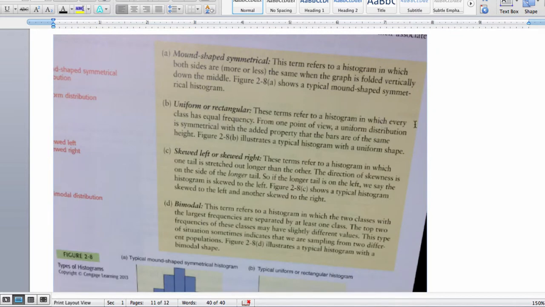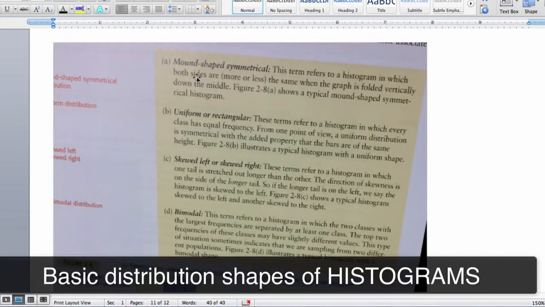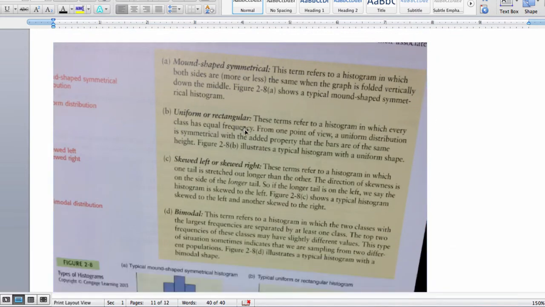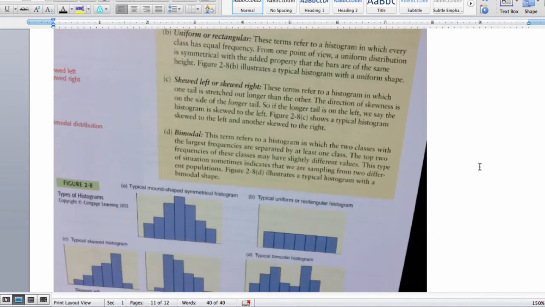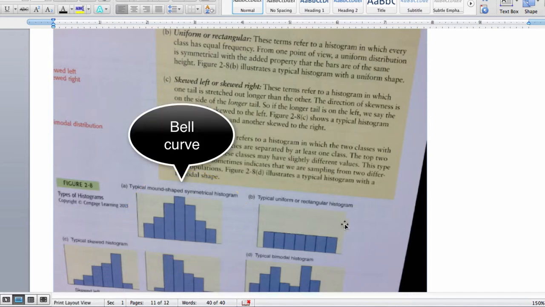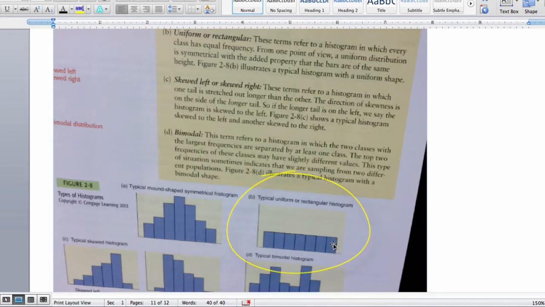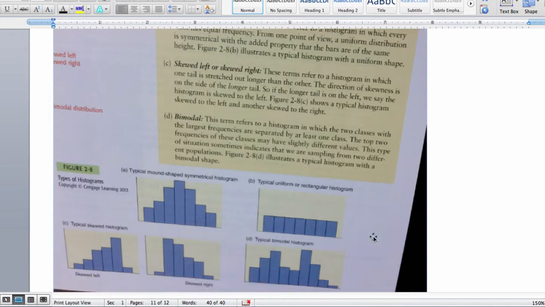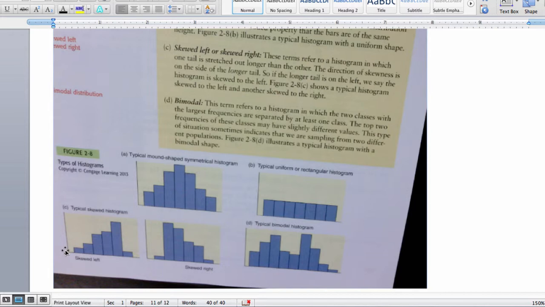The next thing we're going to talk about is basic distribution shapes. There are 4 main shapes. You have mound-shaped symmetrical, uniform or rectangular, skewed left or skewed right, and bimodal. So if you look at the mound-shaped symmetrical, this is the one that has that bell curve look. The next one is uniform or rectangular, and you see that it's quite obvious, your data when it falls will look more or less very uniform, the same size, and usually is rectangular.